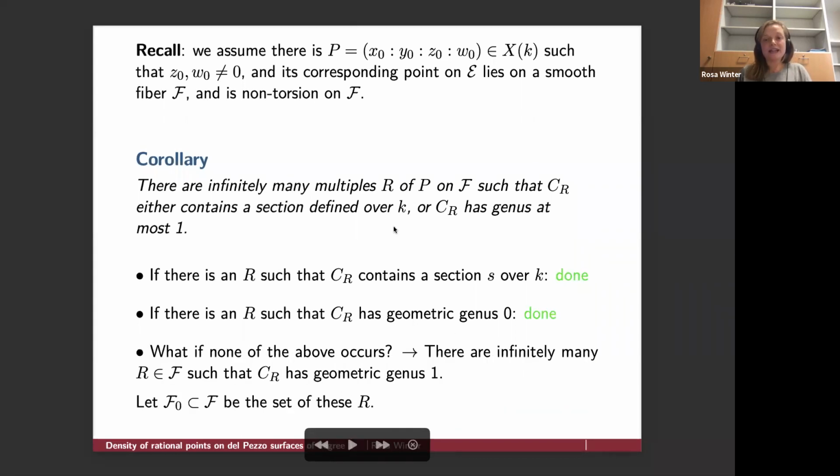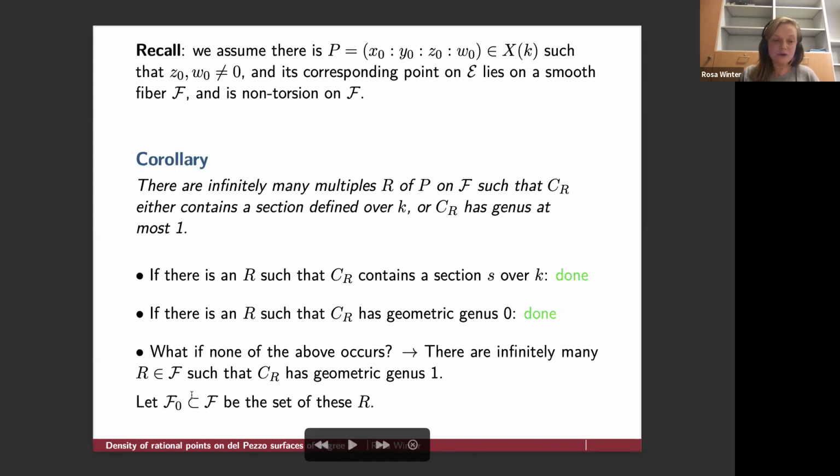So the first two cases of this corollary, if C_R contains a section or C_R has genus 0, those will imply the density of rational points on my Del Pezzo surface. So what if none of these occur? Well, the corollary says that there are infinitely many multiples for which one of these things has to occur. So then it means that there are still infinitely many points on the fiber such that this 3-section has geometric genus 1.